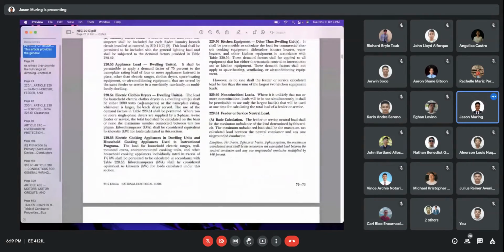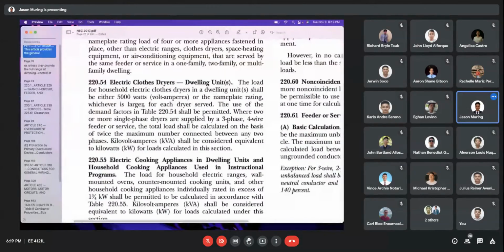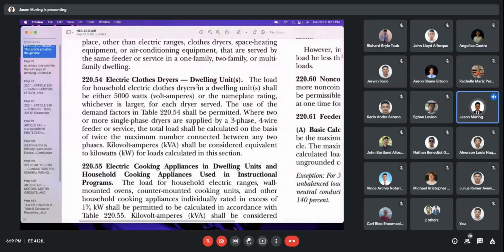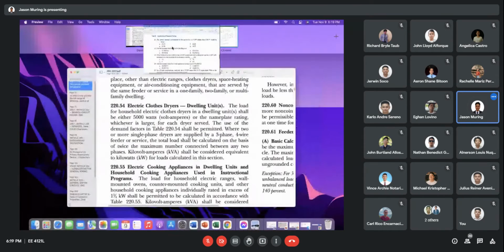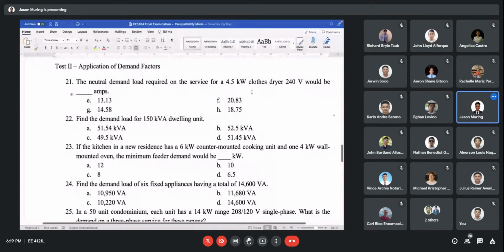220.54. So this section here. Again, if you have a clothes dryer, you either use the nameplate rating or 5,000 watts, or volt-amperes, whichever is greater or larger. Since this one is 4.5, we have to use 5,000 for this one.